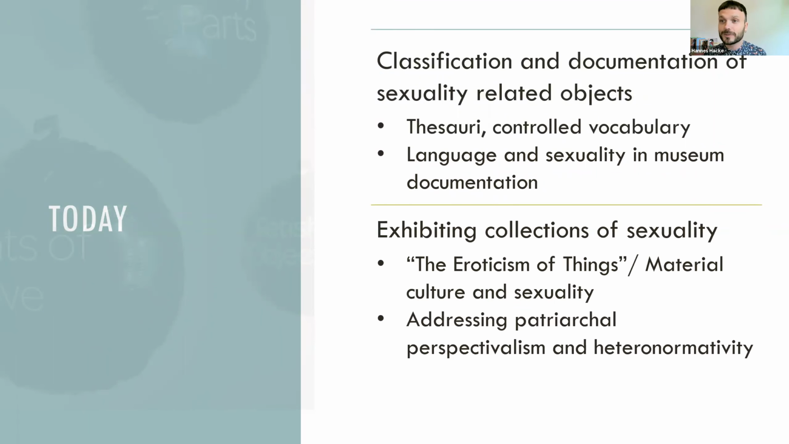So today, we'll talk about two things highlighted in the title. We're talking about the classification and documentation of sexuality-related objects, and I will address thesauri and controlled vocabulary that I've been dealing with a lot, and the question of discrimination-aware or non-discriminatory language in regard to human sexuality in museum documentation. The second part of the talk will address an exhibition that I did, The Eroticism of Things, and the perspectives on sexuality that we put forward in this exhibition, and how we dealt with what Jennifer Tiburzi has called patriarchal perspectivalism and heteronormativity when it comes to material culture. And maybe also dealing with the topic of sexuality in museums that normally don't address these topics, what I've called here navigating institutions.